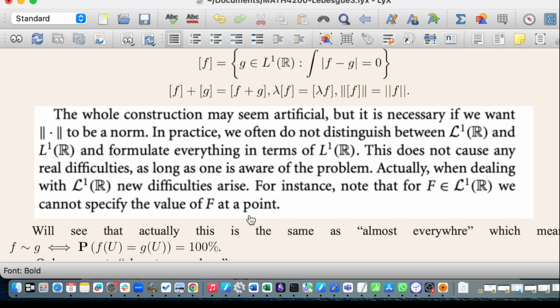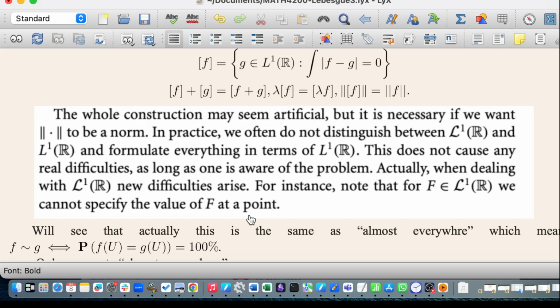As we go on today, we're going to learn about almost everywhere convergence, and we'll see that being a null function is the same as being 0 almost everywhere. So we're always going to work in capital L1, not in script L1. This does not cause any real difficulties as long as you're aware of the problem, which is why I'm telling you now. When dealing with script L1, new difficulties arise. For instance, a function f in L1 is not actually one function, it's an equivalence class of functions. You cannot specify the value at a point. That is what I just showed you.